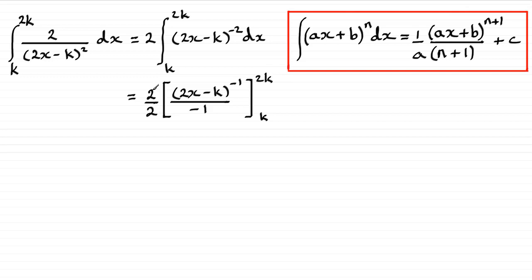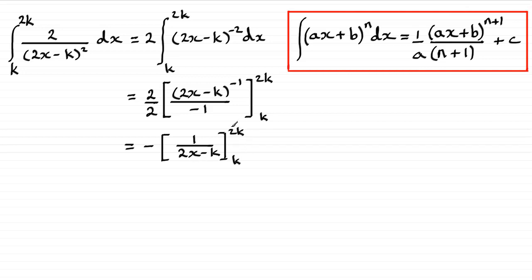So cleaning this up, those 2's cancel, giving us just 1, and I can bring out the -1 to the front, so we end up with negative there, and then I can rewrite this as 1 over 2x minus k. So we'll just put our limits in again in between these square brackets, so we've got 1 all over 2x minus k. Just finish that off there, and our limits k to 2k.